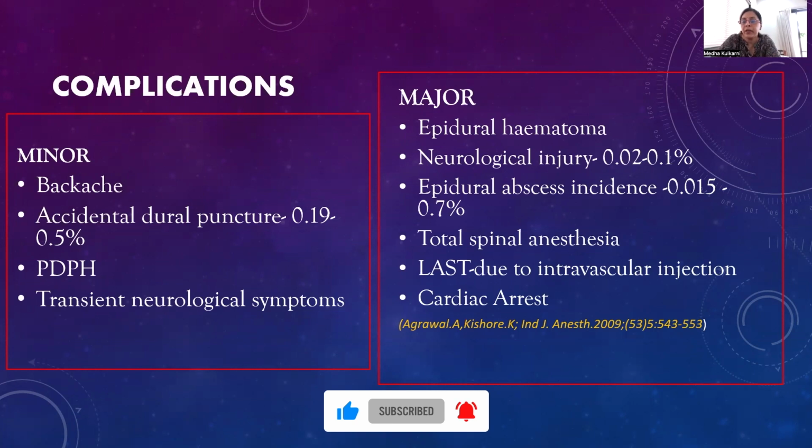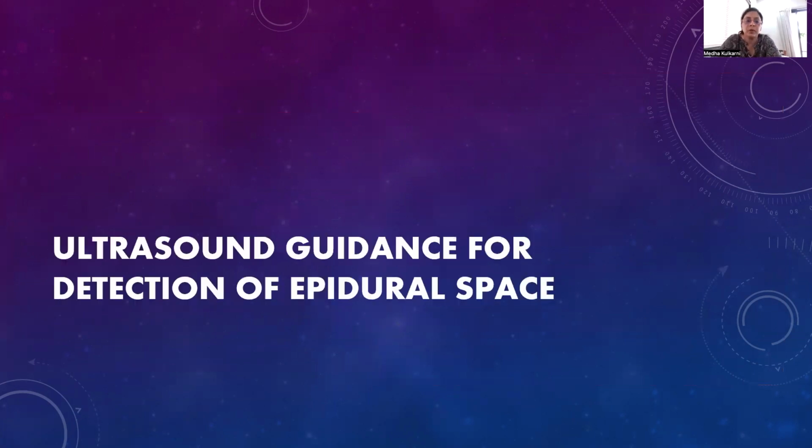Similarly, due to intravascular injection of a large volume of local anesthetic, it may result in local anesthetic systemic toxicity (LAST) and might result in a cardiac arrest. Ultrasound has gained a lot of popularity in recent years for peripheral nerve blockade. Similarly, it has also found its place in central neuraxial procedures.